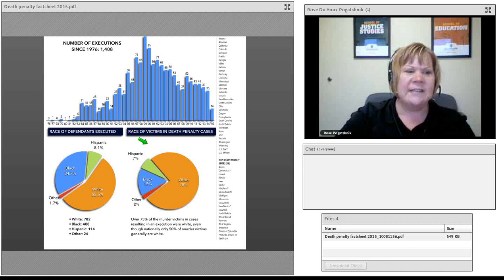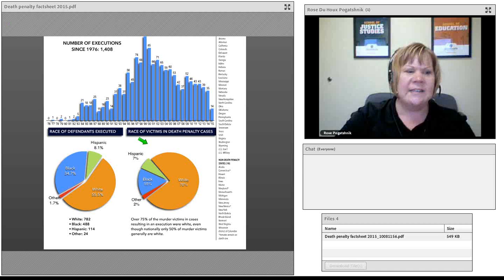One of the other things that we are currently dealing with is the race of the victim seems to influence whether or not the defendant gets the death penalty. If the victim is white, the defendant is much more likely to get the death penalty than if the victim was non-white. All right, scrolling down to the next page, just some recent studies. Go ahead and read these. I'm not going to go through each one of them.